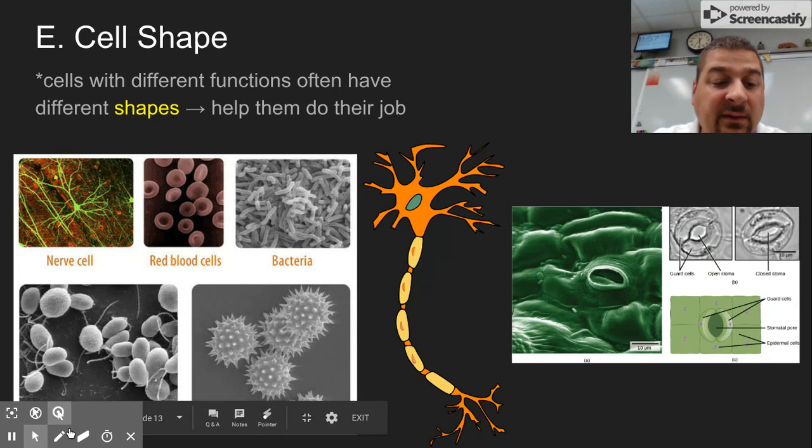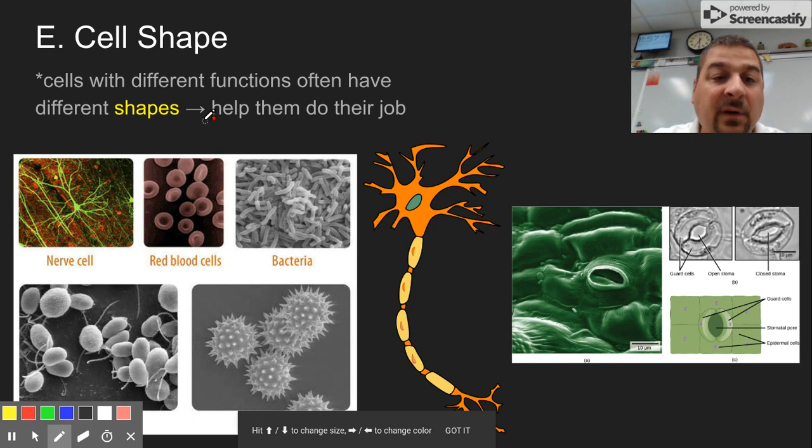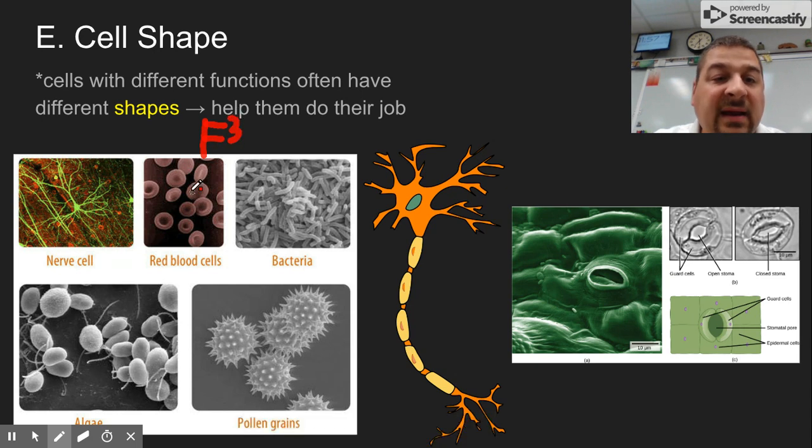And finally, when we talk about cell shape, remember I talk about F cubed all the time, form fits function. So you see all these different shapes. That helps them do whatever their job is. Red blood cells here have this donut shape, which makes them very flexible. So when they go through your tiny capillaries, they're able to bend and flex. The shape of bacteria helps them stick to your intestines in different places. Pollen grains' shape helps them stick to things, so they're spread on the little bee leg from one flower to the next. Algae have these little flagella that help them swim through the water.